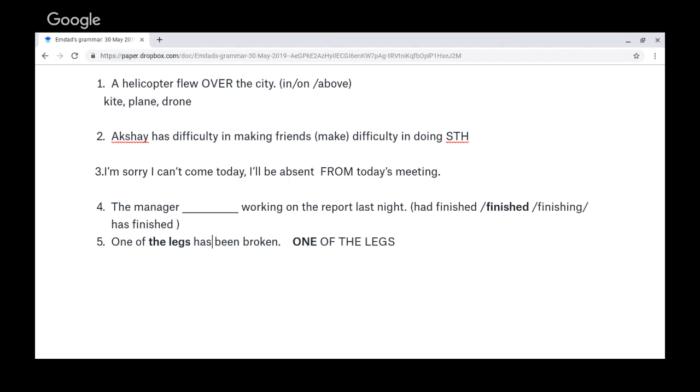And rule number two: whenever you have two nouns, one is your noun phrase one, then the preposition, which is of, and then your noun phrase two, which is legs. Your verb will always rely on noun phrase one, which is one. Is it clear? Okay.